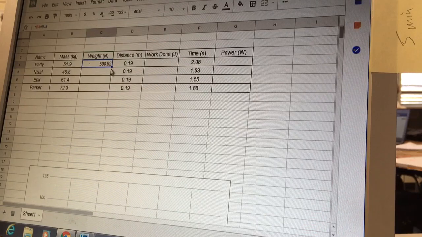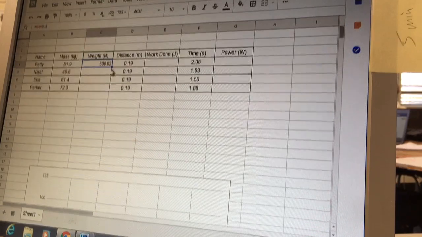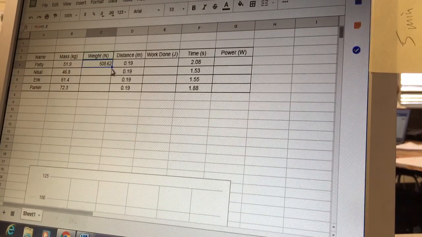I can click on this little blue square. Do you see the little blue square in the corner? See my cursor? Watch what happens when I put it on the little blue square. Pull it down, you get all the energy.